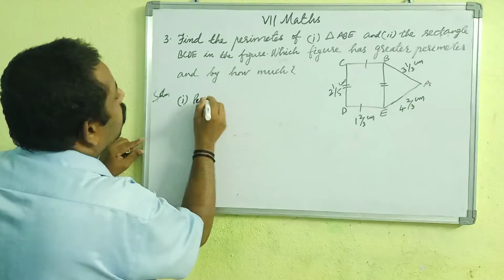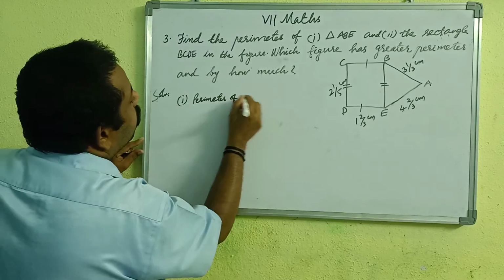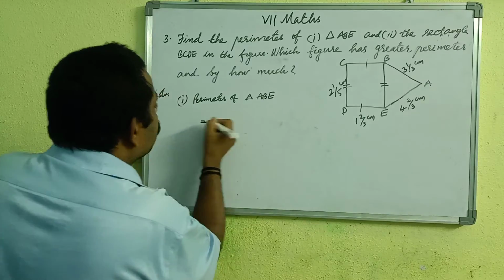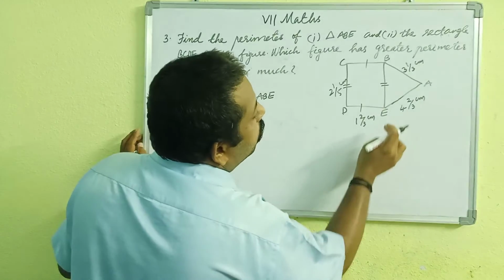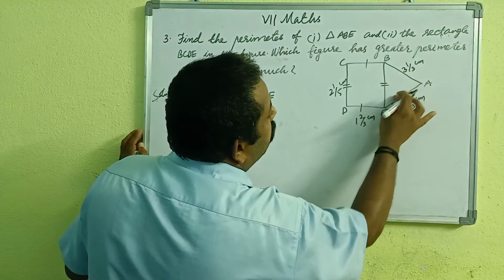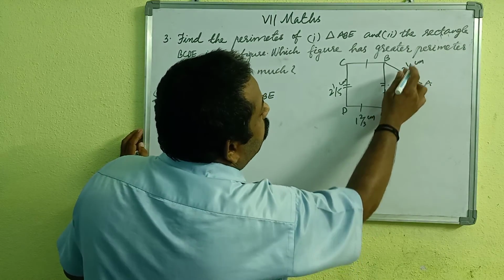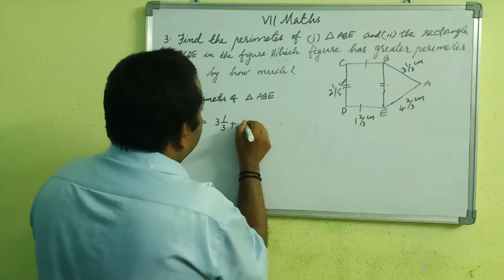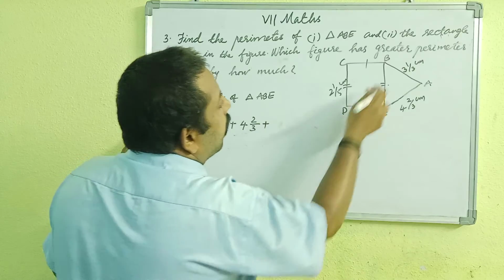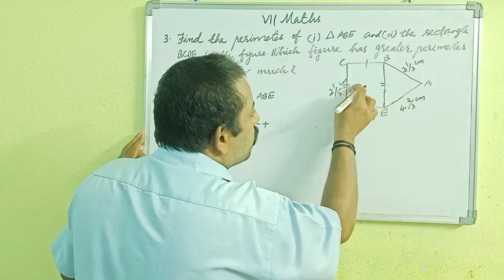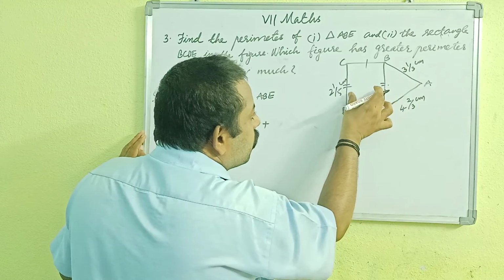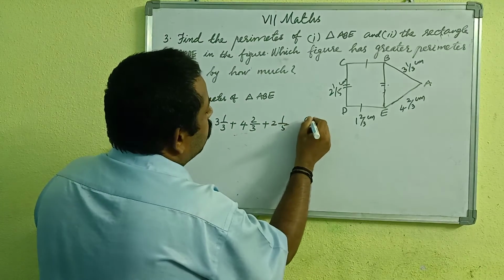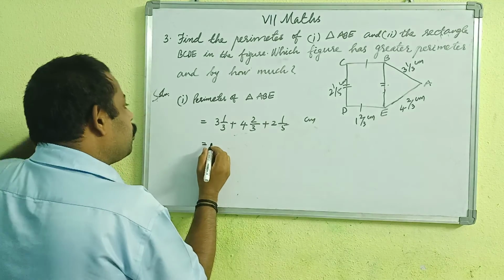Perimeter of triangle ABE is equal to, see, you know that perimeter is nothing but the sum of these three sides. This is 3 1/3. This is 4 2/3. And this side is equal to this one. These two lines indicate that these two sides are equal. So 2 1/5. These many centimeters. Let us convert into improper fractions.